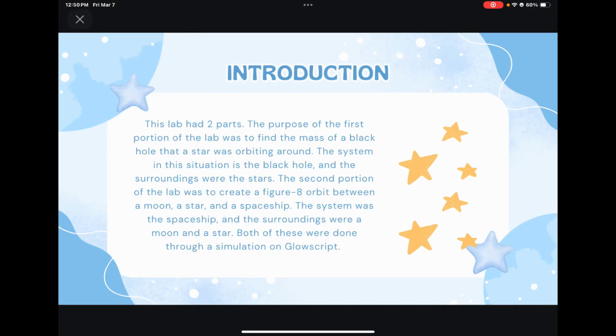This lab had two parts. The purpose of the first portion of this lab was to find the mass of a black hole that a star was orbiting around. The system in this situation is the black hole, and the surroundings were the stars.